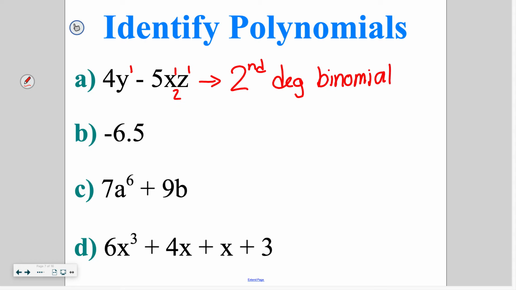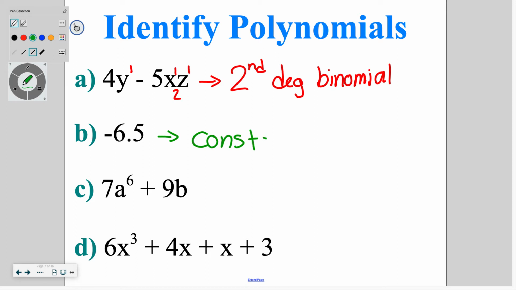Next one, we've got negative 6.5. That's just a number. So we're going to call that a constant. We don't talk about the degree of numbers because the degree is 0. Next one, we've got 7a to the 6th plus b to the 9th.